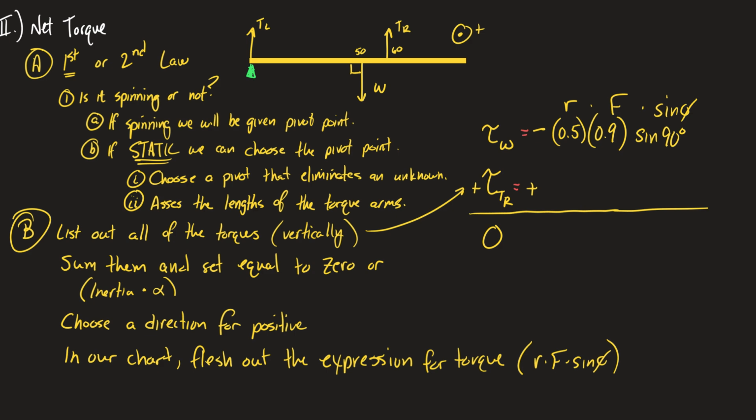Go to the next one. That torque arm length is 0.6. All right, 60 centimeters away from the pivot point. The size of the force is unknown. And it looks like it's straight up, so all right, that's it.